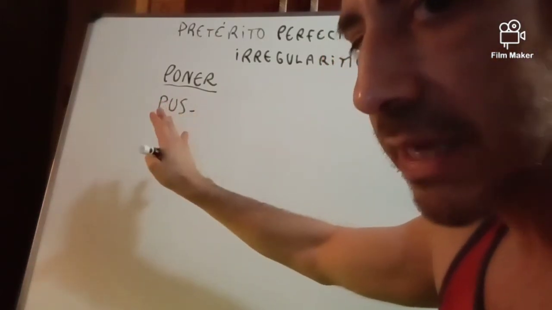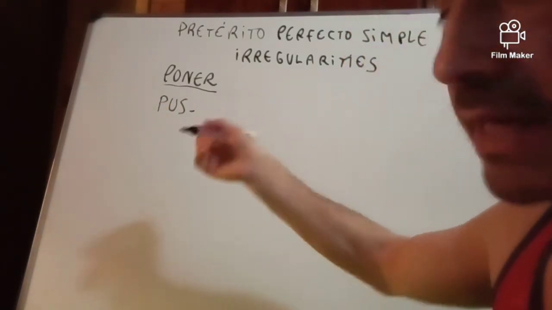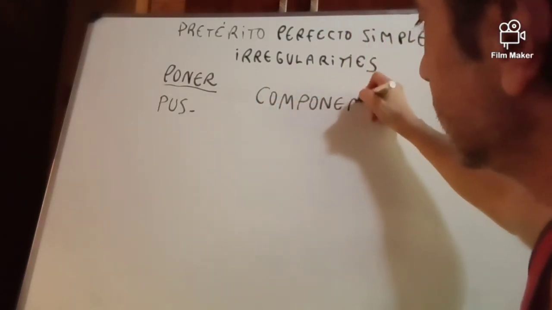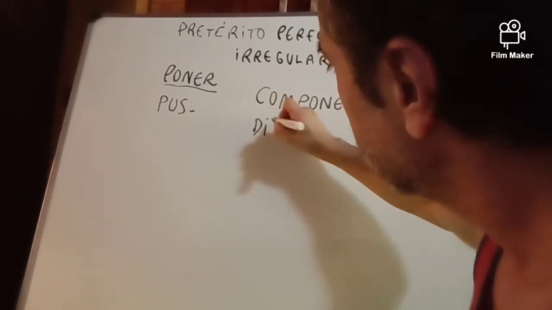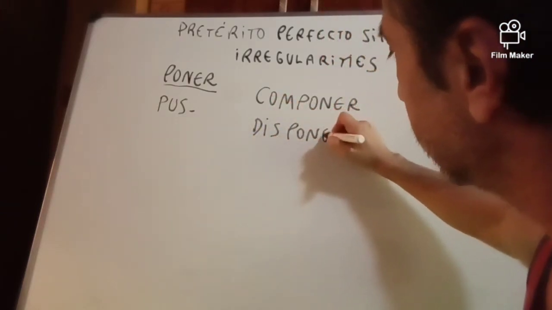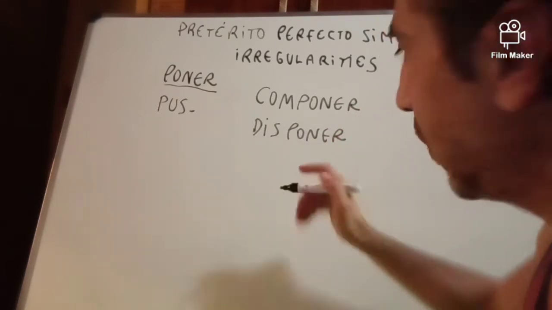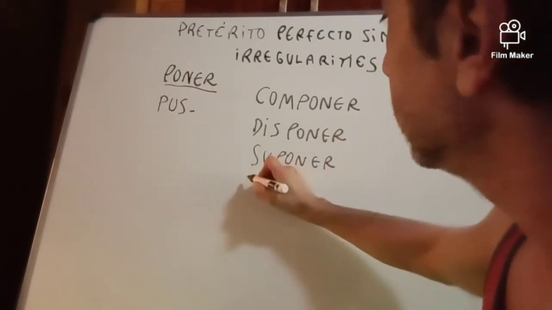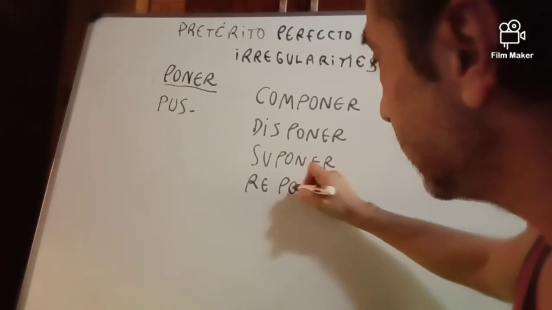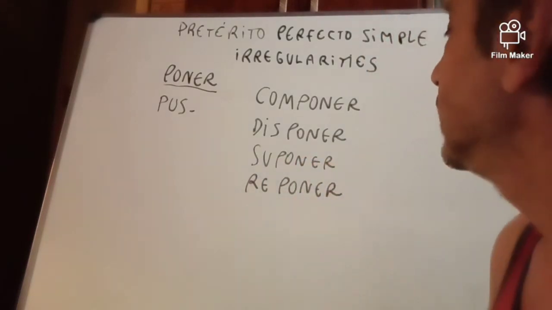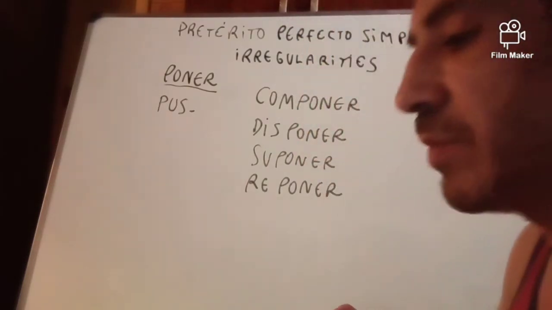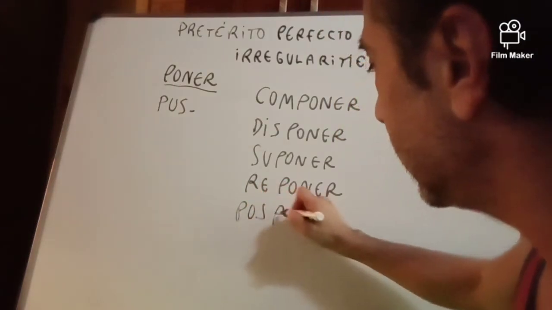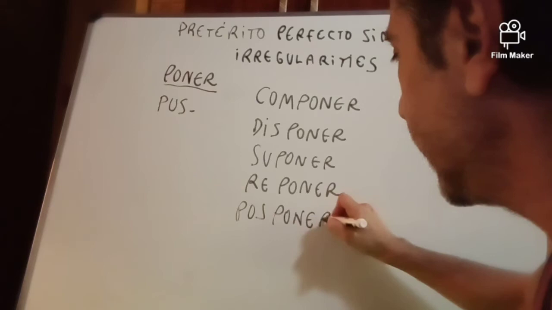all of them will be conjugated the same way, like componer, to compose, disponer, to provide or to dispose, suponer, to suppose, reponer, replace. Let's see if I had another one I don't remember. Componer, disponer, reponer, suponer, posponer, to delay something, to postpone, posponer.